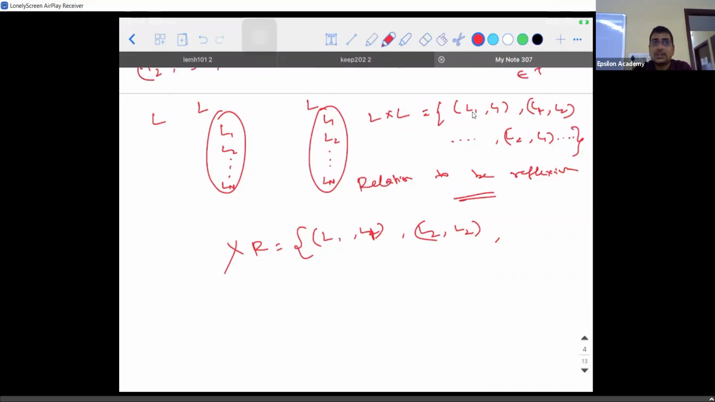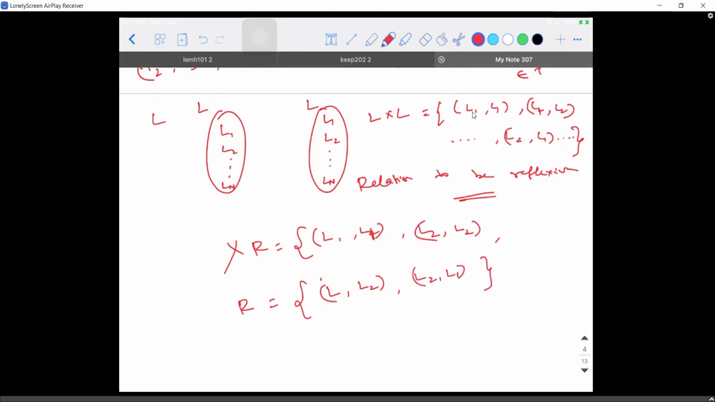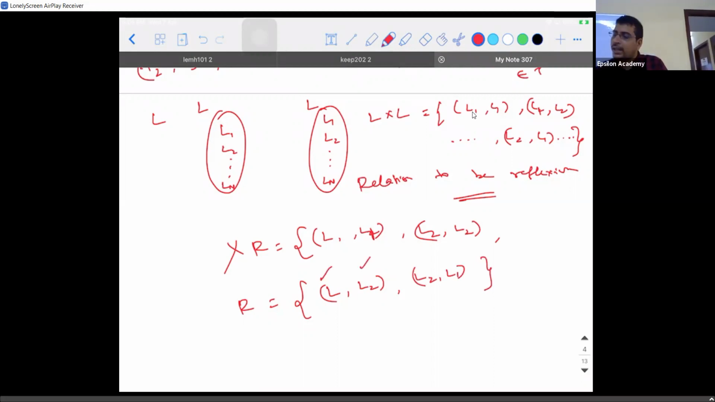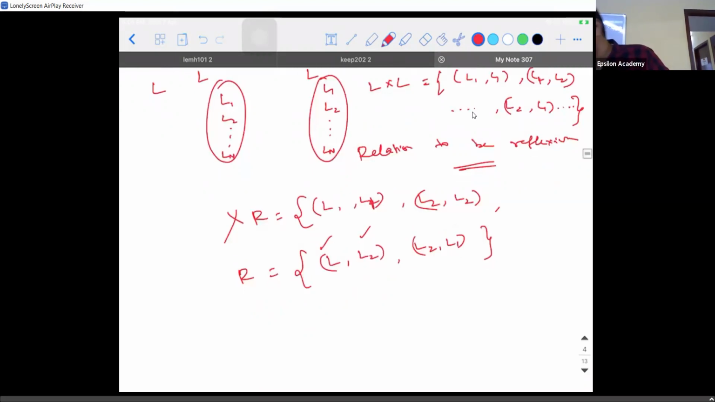Will it satisfy the condition of symmetric? For symmetric, I can choose one. If L1 comma L2 belongs to R, can I say that L2 comma L1 also should belong to R? Why? Because, yes, perfect. I said L1 and L2 are perpendicular. Obviously L2 and L1 will also be perpendicular. So for any ordered pair Lx comma Ly, you will always have an ordered pair Ly comma Lx. So it is symmetric.